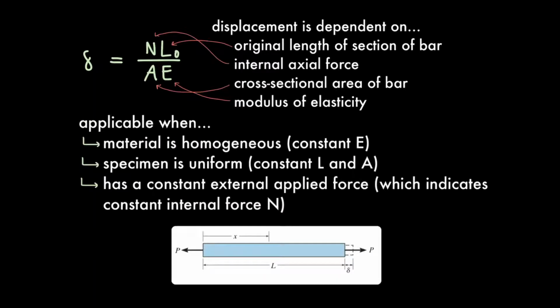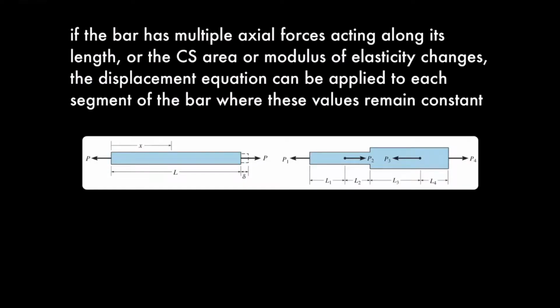This specific version of the formula is only applicable when all the variables of the equation are constant. In other words, the specimen must be homogeneous in material to keep a constant modulus of elasticity, and it must also be uniform in length and cross-sectional area. Finally, the material must have a constant external force applied to it, which means that it also has a constant internal force of N. But again, this specific version of the formula is only applicable under these specific conditions.